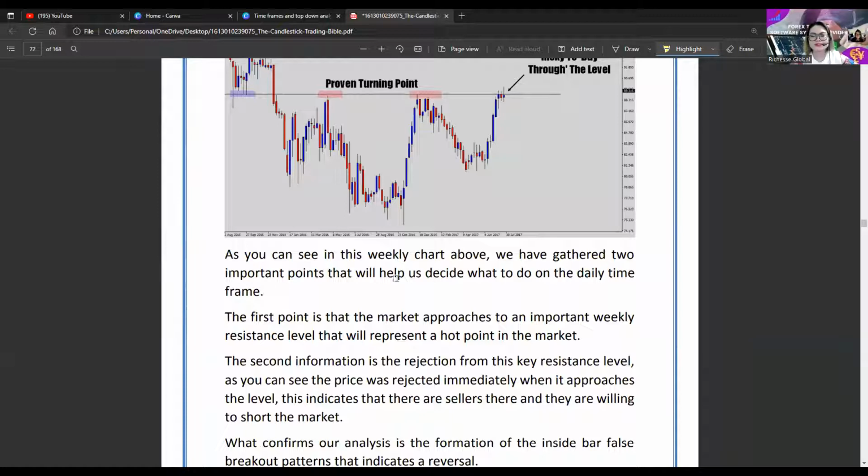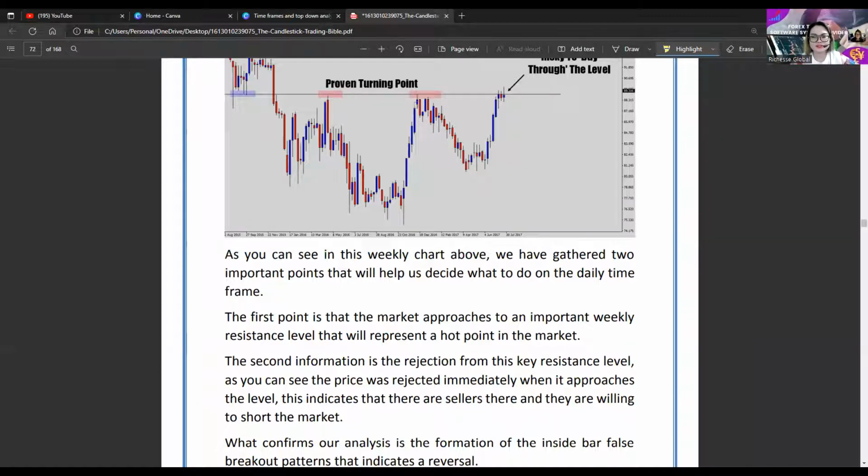Then dito, as you can see at the weekly chart above, we have gathered 2 important points that will help to decide what to do in this daily time frame. The first point is the market approaches an important weekly resistance level that will represent a hot point in the market. Ito yung ating turning point or hot point, yung dalawang ditong resistance. The second information is the rejection from the key resistance level. As you can see, the price was rejected immediately when it approached the level. This indicates that there are sellers there and they are willing to short the market.